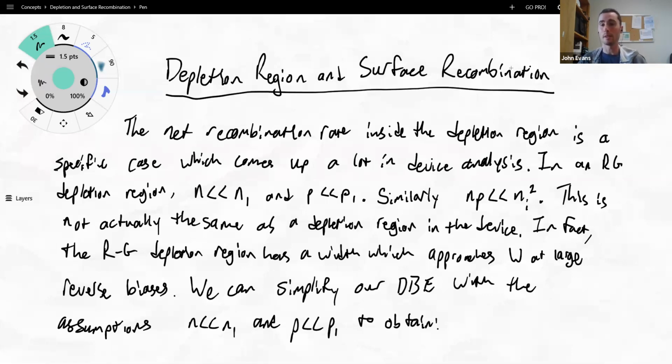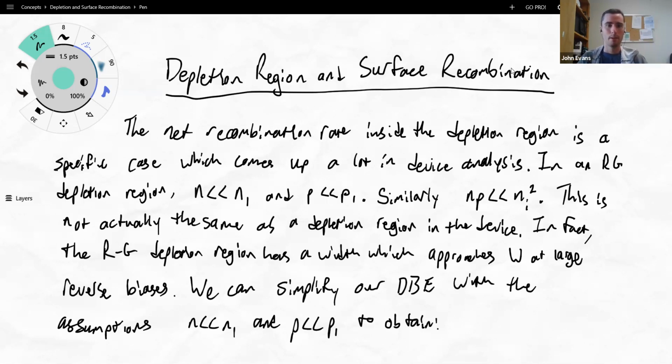In fact, the recombination generation depletion region has a width which is smaller than W, and it approaches the depletion width at a super large reverse bias, which means we are making that field at the interface stronger and stronger. Only when we get the field to be super, super strong do we get a recombination depletion region that is approximately the size of our device depletion region. So that's a little bit of a weird tangent, but good to note.